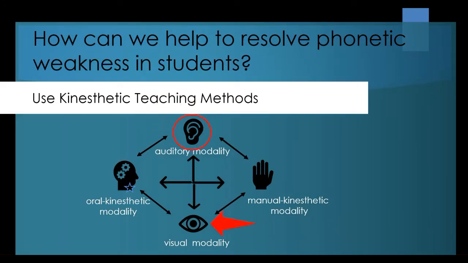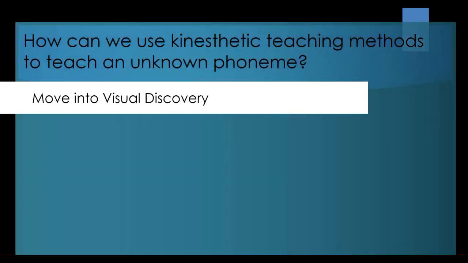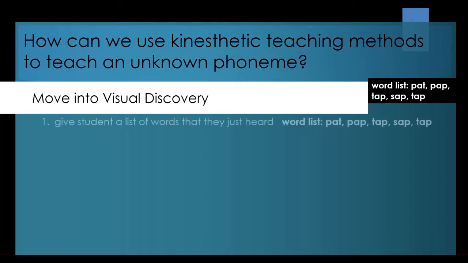And now let's move on to what the visual modality looks like. When I teach a new sound, I use all 4 parts in my lesson. So we'll go back to that list. I shortened it here because I wanted the word list to reflect words that a very beginner reader could actually read. So I took out a word like past, which has a blend in it. So I give the student a list of words, mostly ones that they just heard.